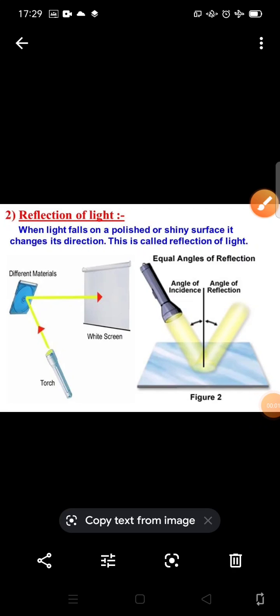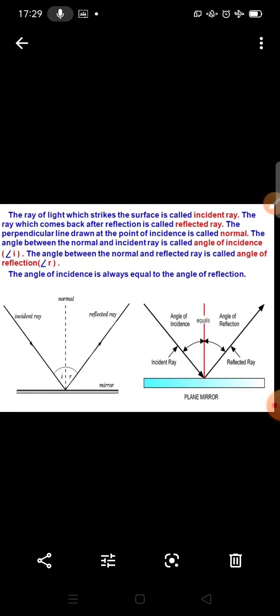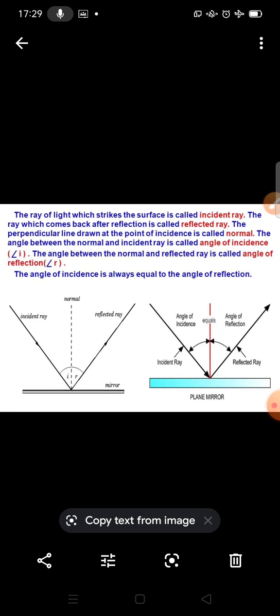Good morning, class 8th, chapter number 15, light. Students, we have discussed reflection of light in the previous lecture. So, what is the reflection of light? When light falls on a polished or shiny surface, it changes its direction. This is called reflection of light. The bouncing back of light from an opaque object is known as reflection of light.